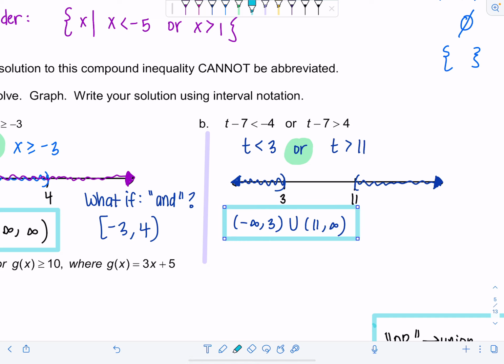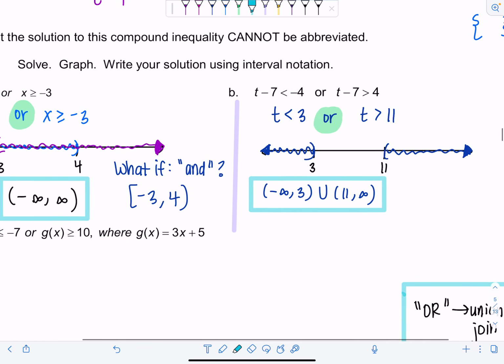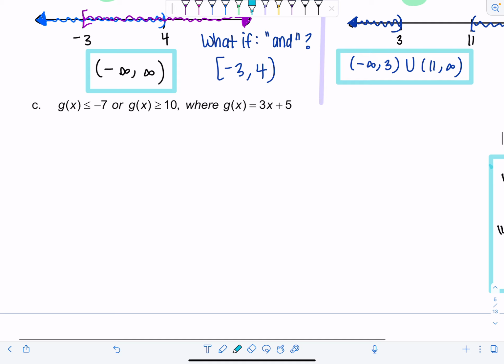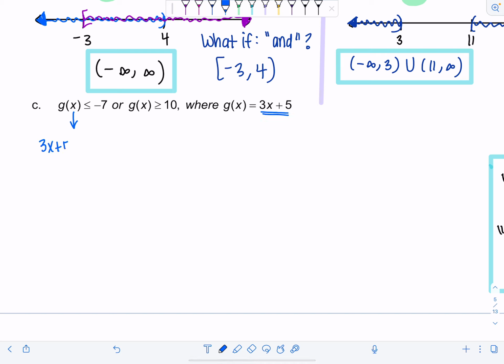Wonderful, look at you guys. Okay, last one like this. g of x is less than or equal to negative 7, or g of x is greater than or equal to 10, where g of x is equal to 3x plus 5. So to start off, we have to replace g of x with what they gave us, and they told me g of x equals 3x plus 5. So that means 3x plus 5 is less than or equal to negative 7, or 3x plus 5 is greater than or equal to 10.